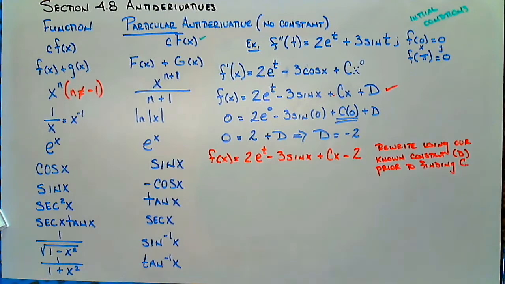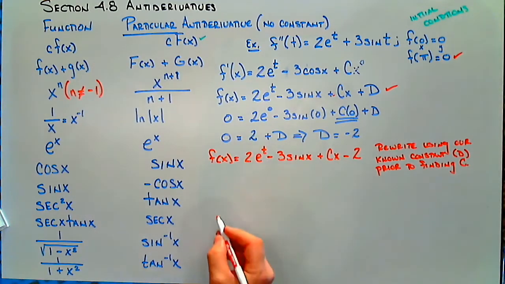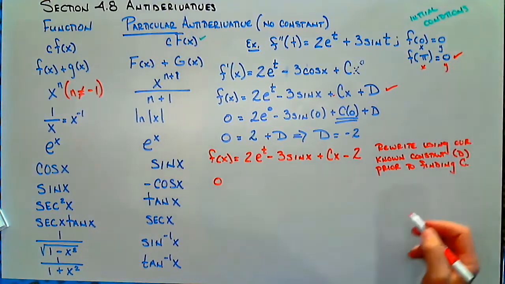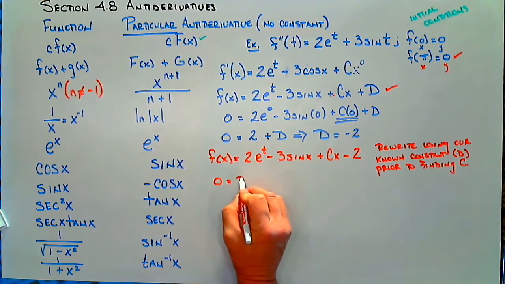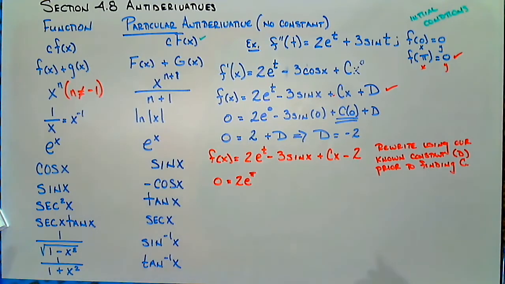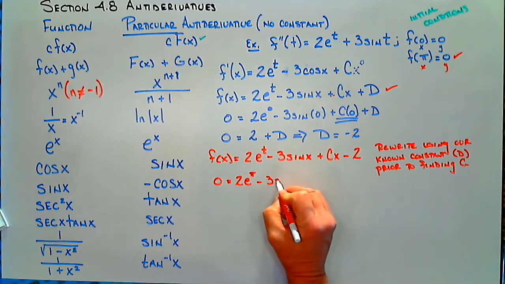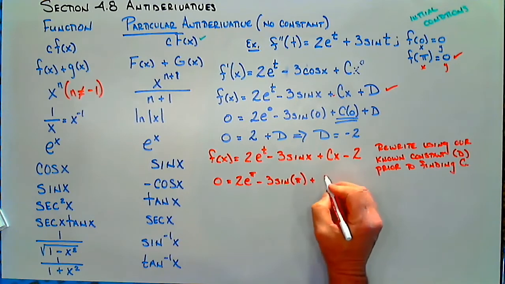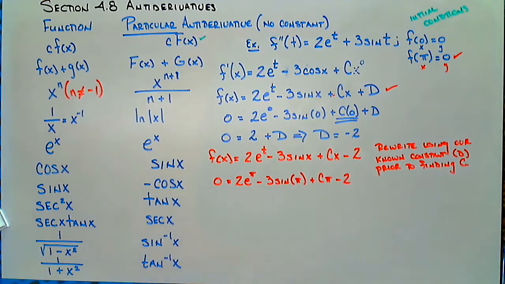Okay. Now how am I going to find C? Well, I'm going to use the second condition. I know that I'm supposed to get 0. Remember, this is x. This is y. I'm supposed to get 0 when I plug in pi. So what is this going to be? This is going to be 2e to the pi. And what's e to the pi? E to the pi is e to the pi. Minus 3 sine pi plus c times pi minus 2.